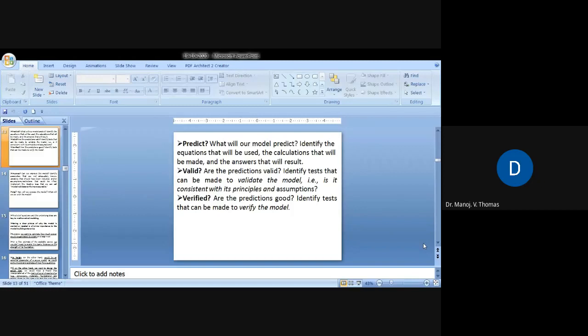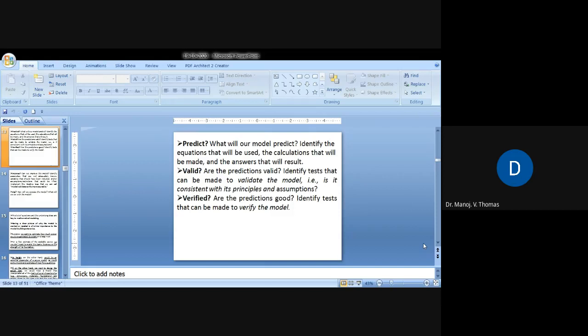Valid: are the predictions valid? How do we know? The model predicts that this tire can be operated at so and so temperature or so and so pressure. Are they valid? Identify the test that can be made to validate the model. We should conduct some tests, build prototypes of tires, operate them at the predicted conditions, and verify it. The last one is verify: are the predictions good? Identify tests that can be made to verify the model.